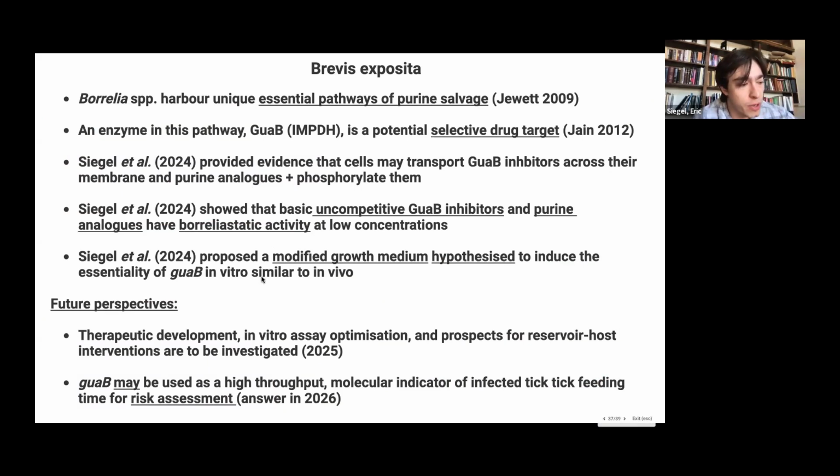We proposed a modified growth medium that's hypothesized to make guaB essential, which is similar to what we see in the mammalian host. And then our two future perspectives are to develop some kind of therapeutic, optimize an assay to test these therapeutics, and hopefully apply these to reservoir hosts, either as a feed bait or broadcast spray. And then finally, the longer stretch is to see if we can use this as a high throughput molecular indicator of molecular feeding time, likely in some kind of pathogen testing program for ticks that are human biting.